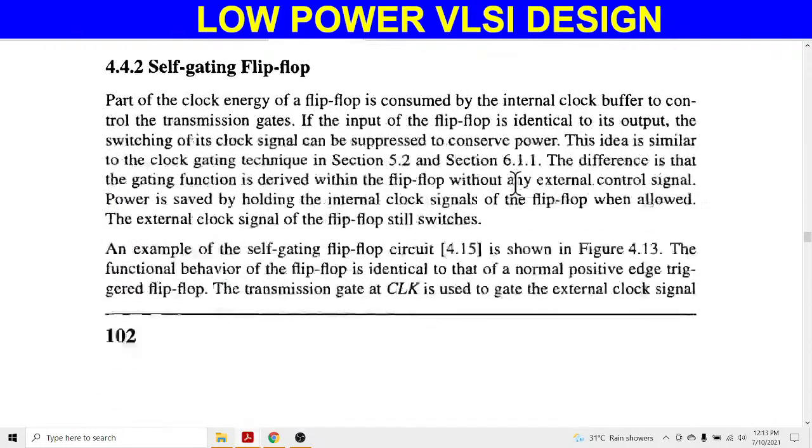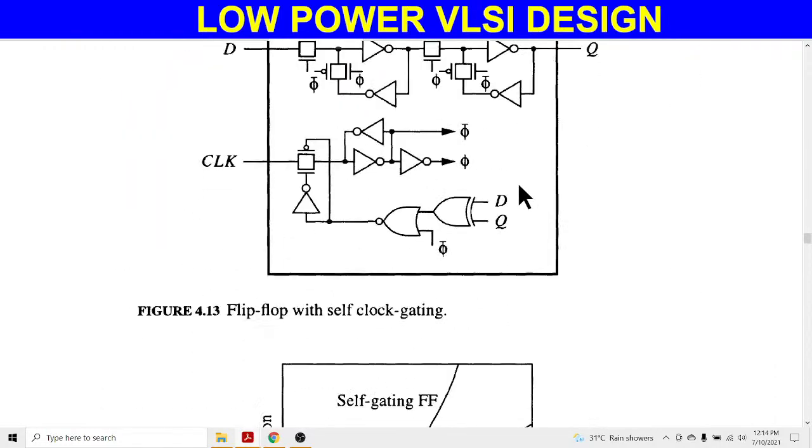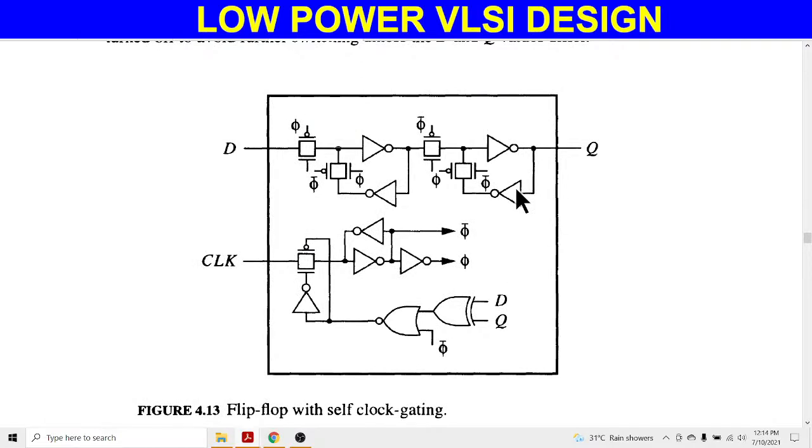Okay, now self-gating flip-flop. These are examples of self-gating flip-flops. Now what is the meaning of self-gating flip-flop? We know that when we provide input, according to the input the flip-flop works. But the flip-flop also needs a clock pulse. So when we provide the clock pulse and data input, according to these inputs we get the output.